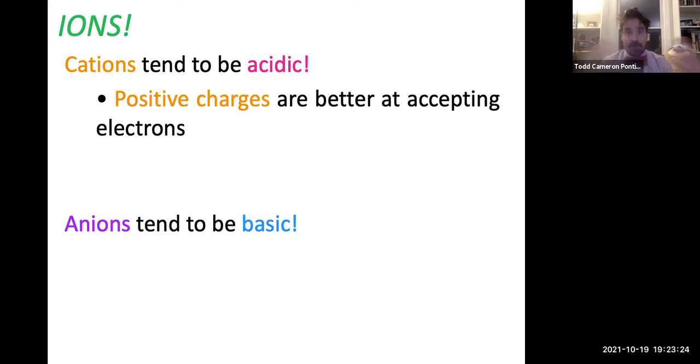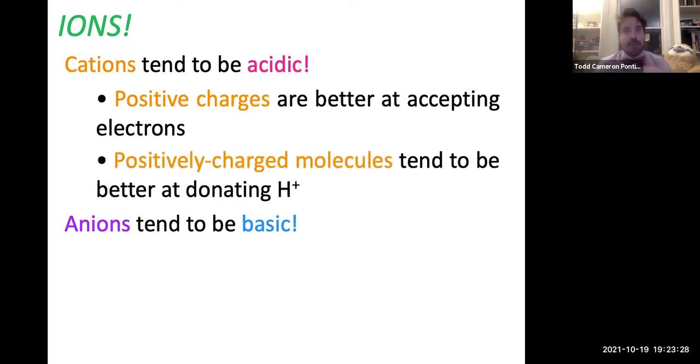So if something is positively charged, it's going to be more attracted to electrons. Additionally, if you have positively charged molecules that contain hydrogens in them, they're going to be more likely to be able to get rid of that H plus.